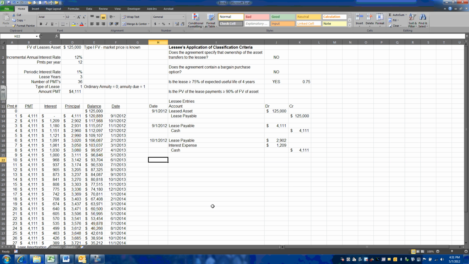We will continue making these entries for every payment, using the interest amount from our amortization table for our interest expense and the reduction of principal column for the lease payable. Let's jump down to the end of December.